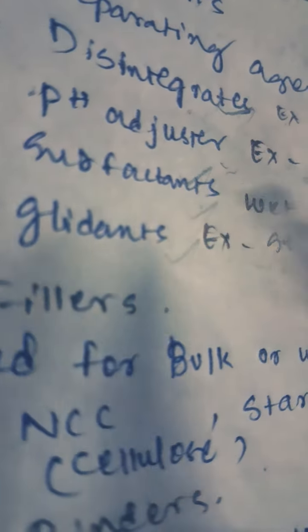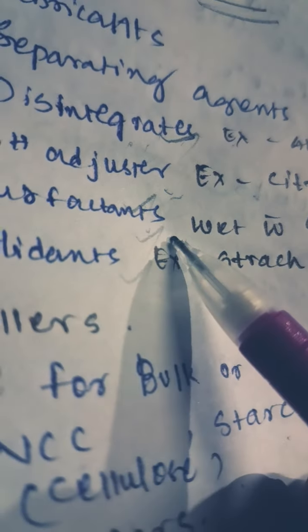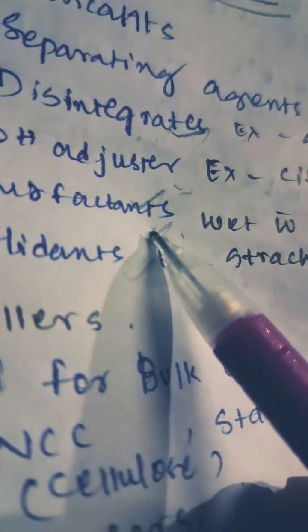Next, surfactants, which wet and solubilize. We use the HLB scale for the surfactant. Examples: sodium lauryl sulfate and polysorbate. Next, glidants are the same as lubricants, but with some differences, like starch and magnesium stearate. Examples for that. Next is pelletization enhancers.